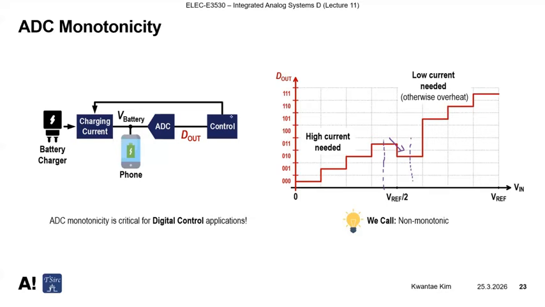Then the controller thinks that maybe something is happening, drawing current on this side. So we want to make sure this battery voltage is maintained. Then it can increase the current by a very large amount, which can cause some unprepared situation. So this kind of monotonicity is important for digital control applications.